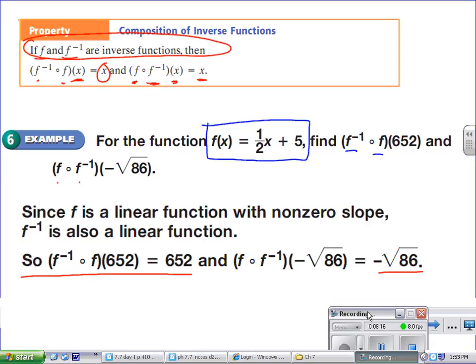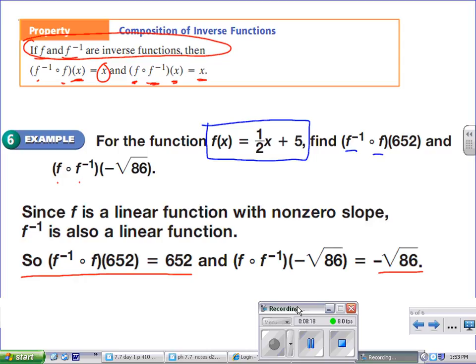What you can do with an inverse: you can graph it, you can get an algebraic representation, you can flip it through the line y equals x, and you can use it to solve a real world equation.